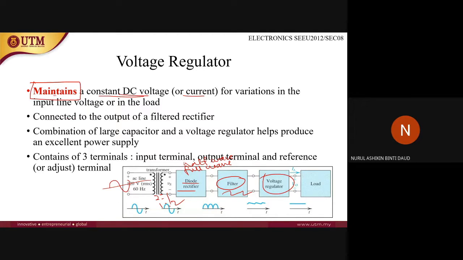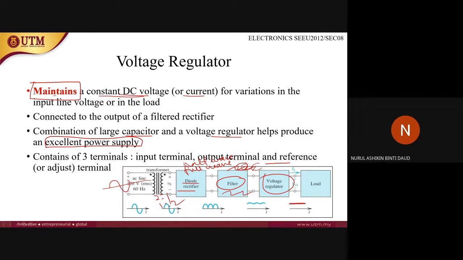Okay, it is connected to the output of the filtered rectifier. The combination of a large capacitor and a voltage regulator helps produce an excellent power supply. The voltage regulator will make sure that after the voltage or current has been filtered, it will decrease the ripple even better. It will make sure the output wave is as smooth as possible. It contains 3 terminals: input terminal, output terminal, and reference or adjust terminal.